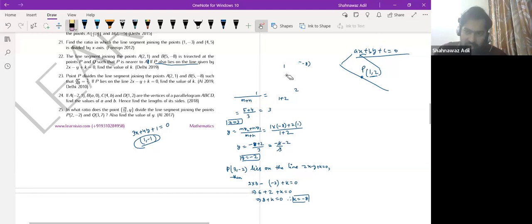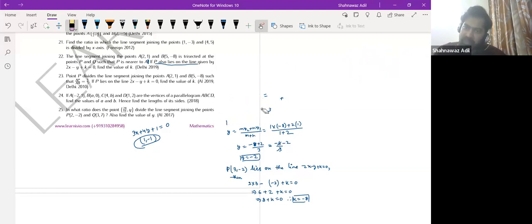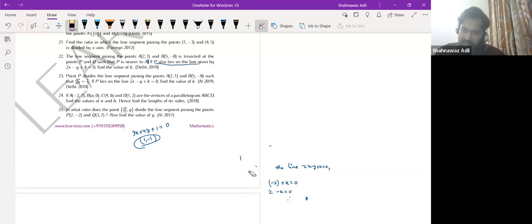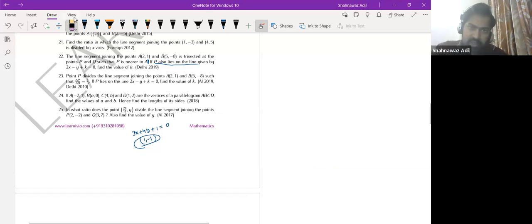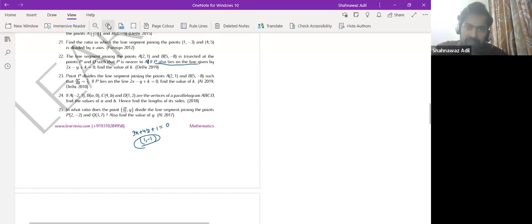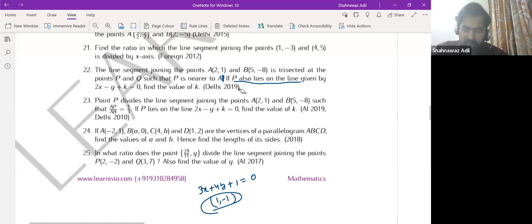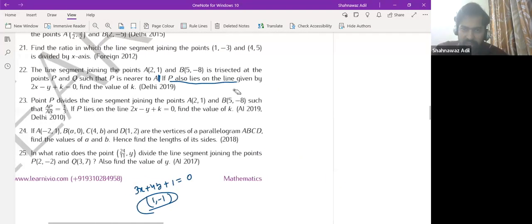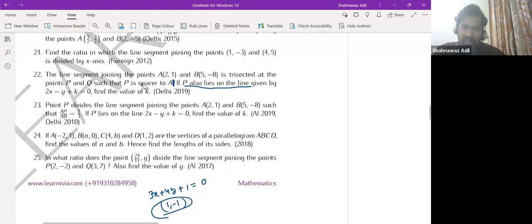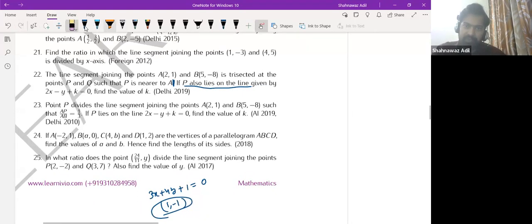Then solve this 23rd question, where exactly the same steps we have to apply. You just have to follow the same steps we have applied so far, and then you will reach your answers. This 23rd problem: whenever you find the value of k, tell me.